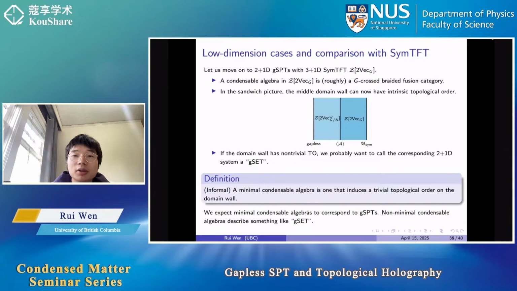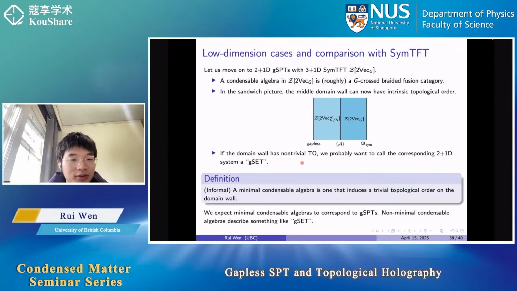Roughly speaking, a condensable algebra in this 3+1D G-gauge theory has the structure of a G-crossed braided fusion category. So in the sandwich picture, now this domain wall is 2+1D, which means it can have its own topological order. If the domain wall has non-trivial topological order, we probably want to call the corresponding 2+1D system a gapless SET. Although I do not know exactly what that means, there are anyons in the system. If you just do the dimension reduction, there will be anyons in the system. So we probably want to call that gapless SET.